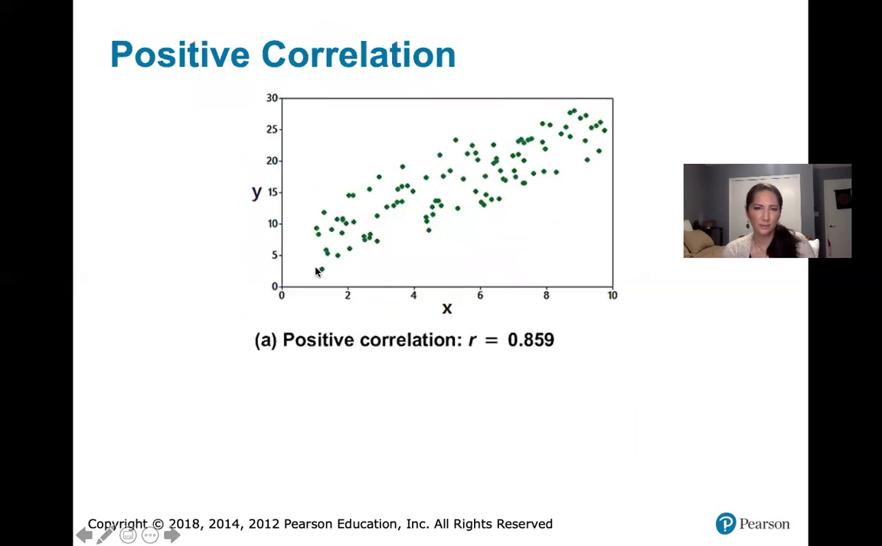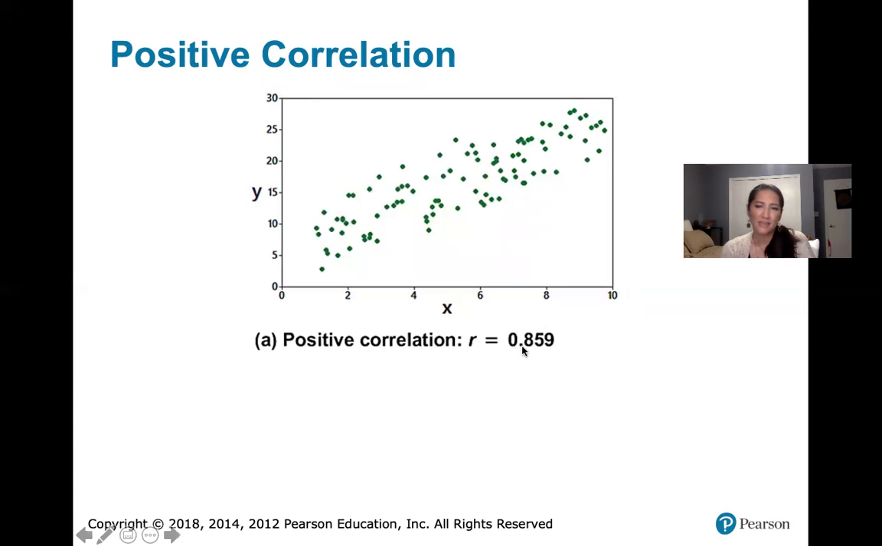Now, if I look at this one, I see that as we go from left to right, these green dots seem to lie near a straight line. And if we look at the linear correlation coefficient, which we're going to discuss in more detail in the next video, that is this R value. It's 0.859.